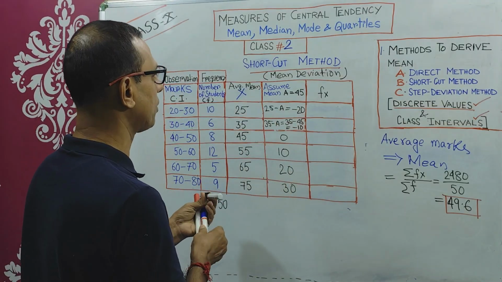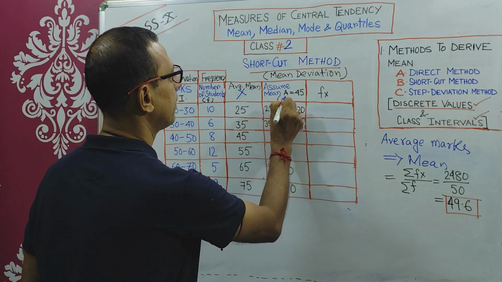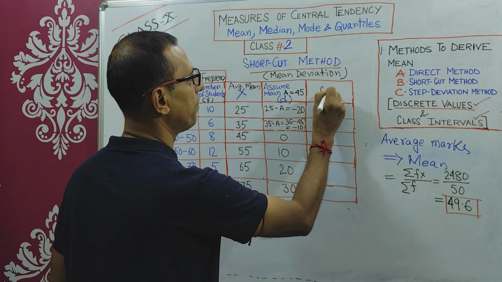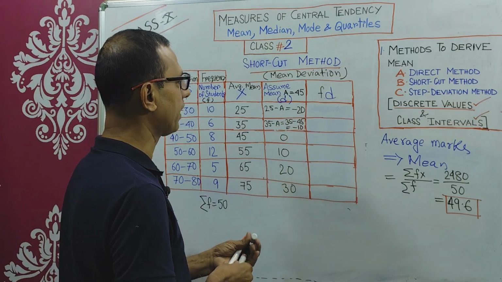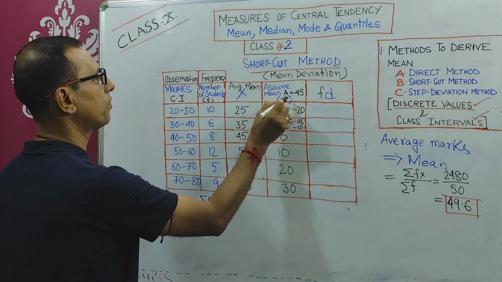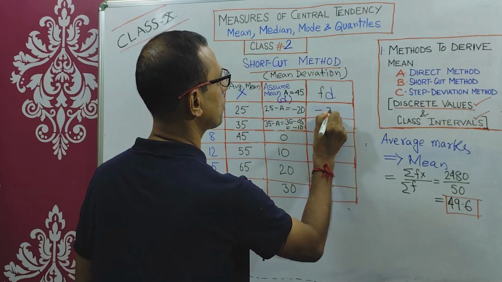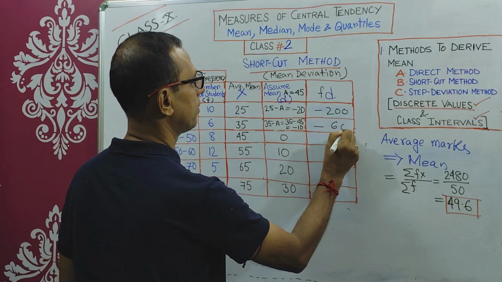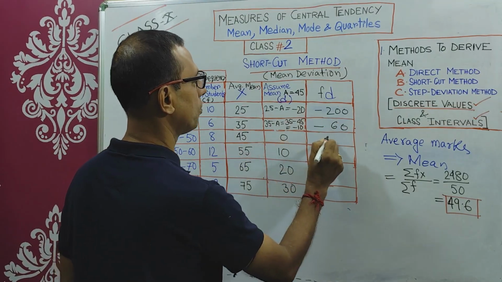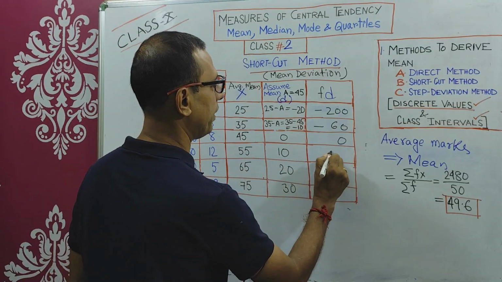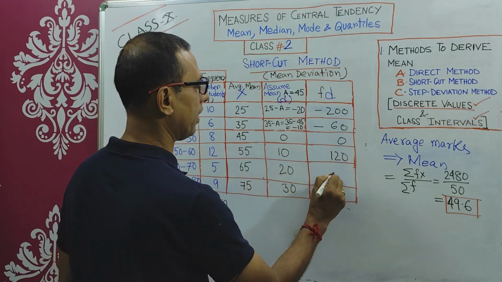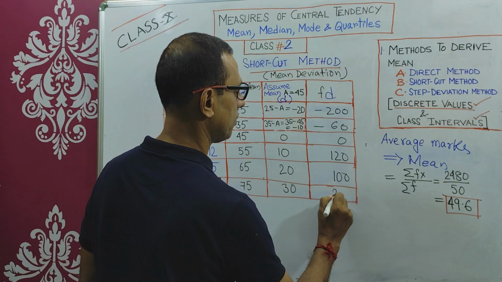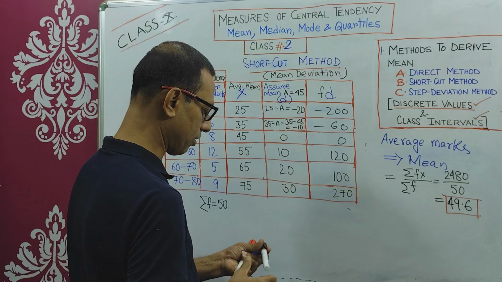This particular column I am marking as D, that is mean deviation, D for deviation. And here you will not have fx, you will have fd. So now you will calculate fd, second column with fourth column. So 10 into minus 20, minus 200. 6 into minus 10, minus 60. 8 into 0, 0. 12 into 10, 120. 5 into 20, 100. 9 into 30, 270.